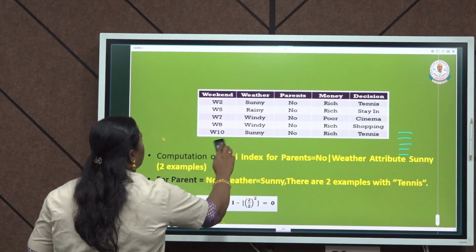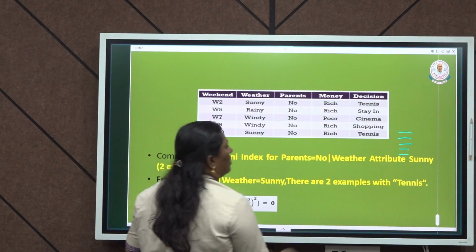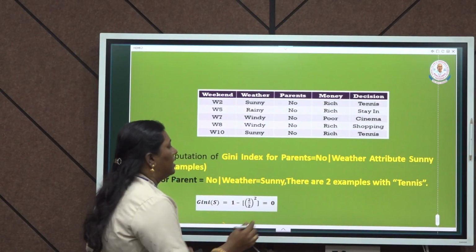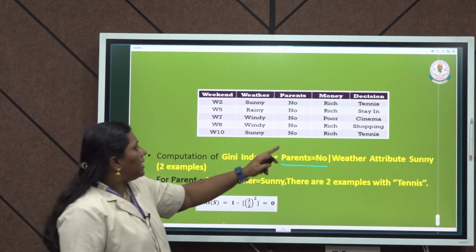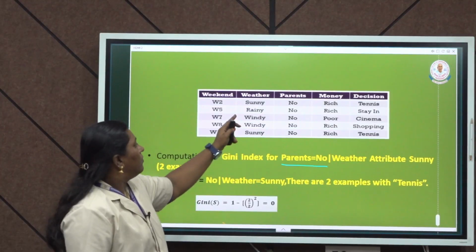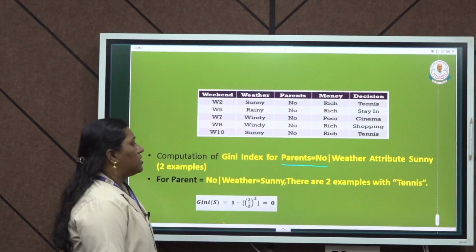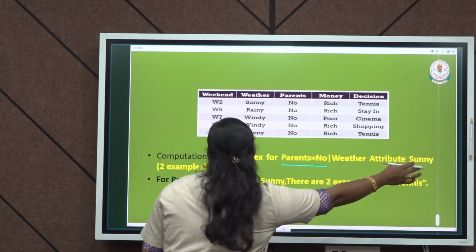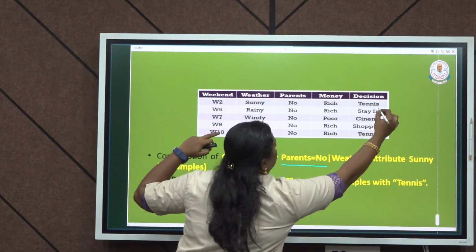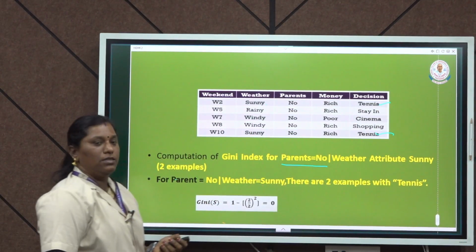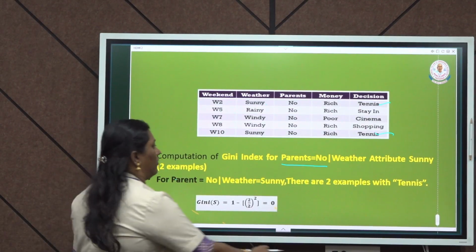Now we are going to calculate the Gini index for the weather attribute when the parent is equal to no. The weather has 3 values: sunny, rainy and windy. First, let us consider sunny. Sunny has 2 samples, and both are associated with tennis. While solving with the Gini index, we will be getting 0 as the output value.